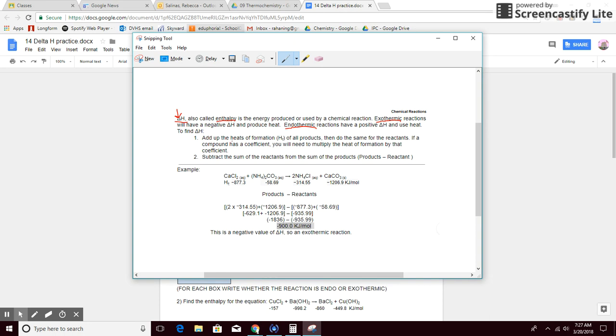Anyway, we use heat of formation, which is an H with a little f. That's a way to tell how much energy is stored in a compound. Only compounds will have energy stored in them. And we will write that amount of energy here on the bottom. So in this example, you can see that this negative 877.3 is the heat of formation for calcium chloride.